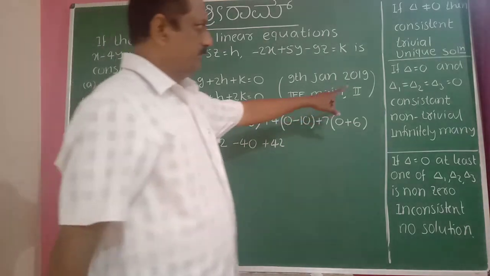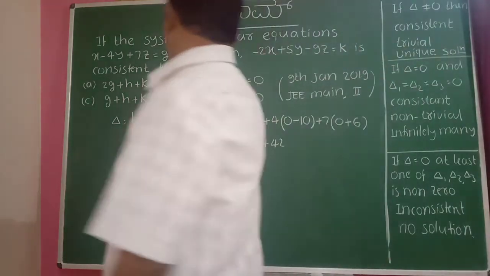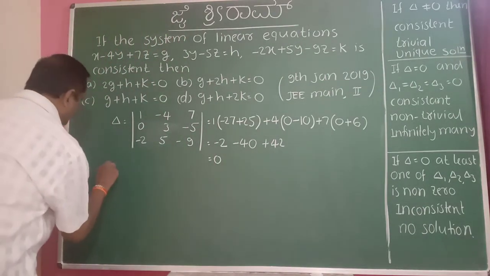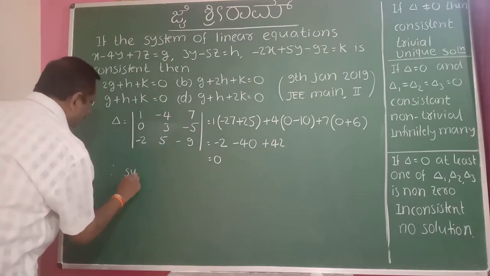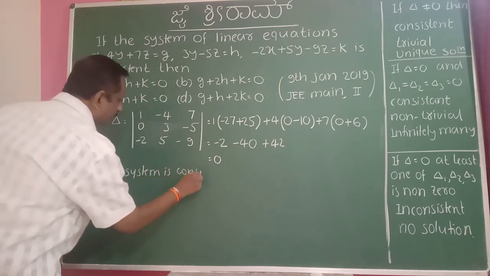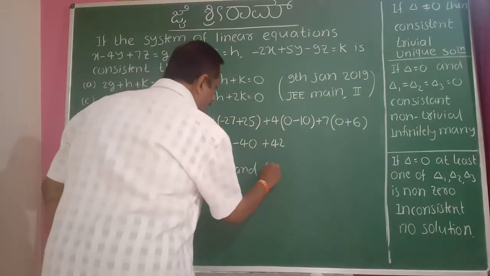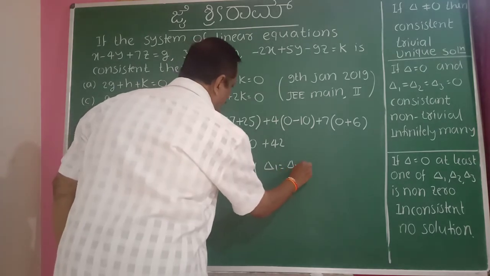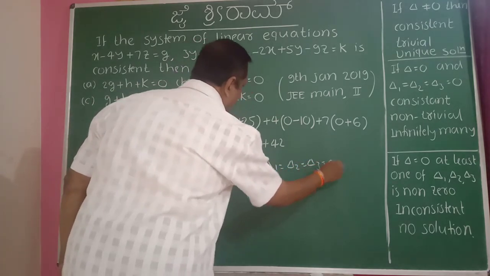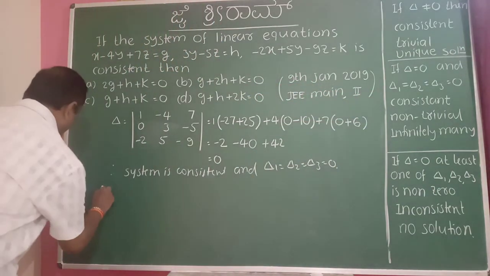So here delta is equal to 0 and it is consistent. Then obviously delta 1 is 0, delta 2 is 0 and delta 3 is also 0. Therefore the system is consistent and delta 1 equals delta 2 equals delta 3 equals 0, which is satisfied here. Now take delta 1 equal to 0.